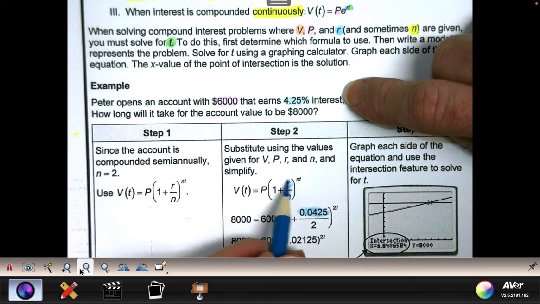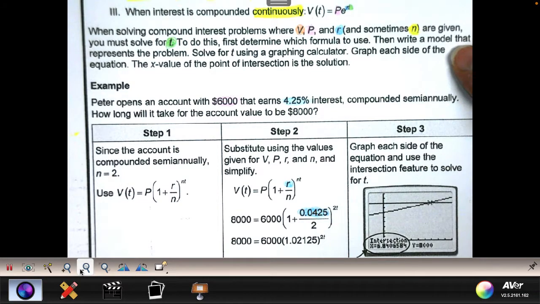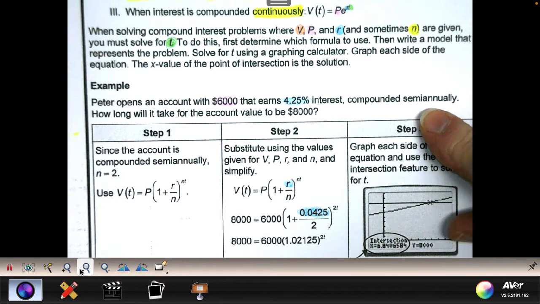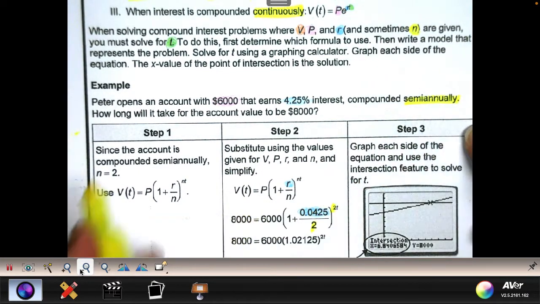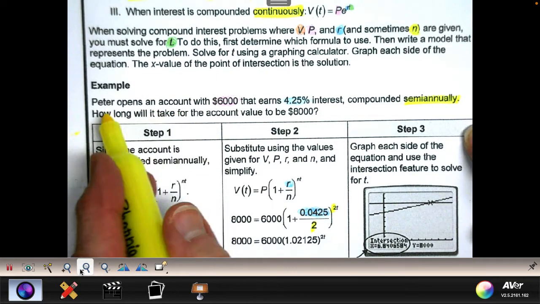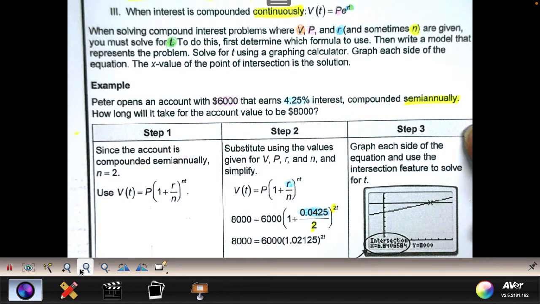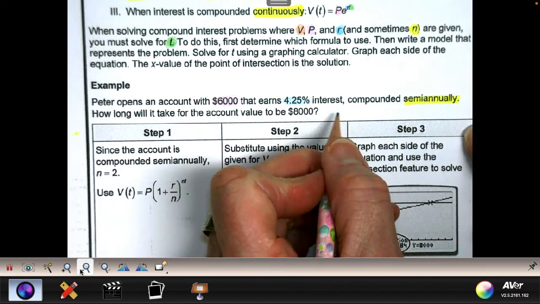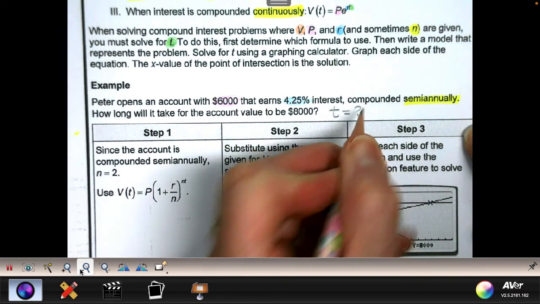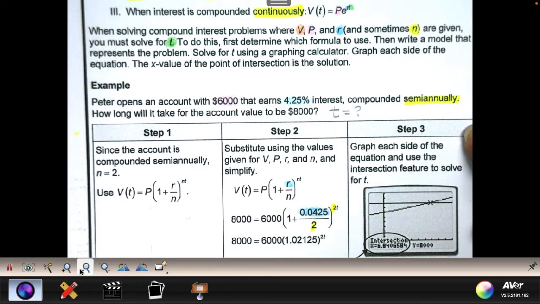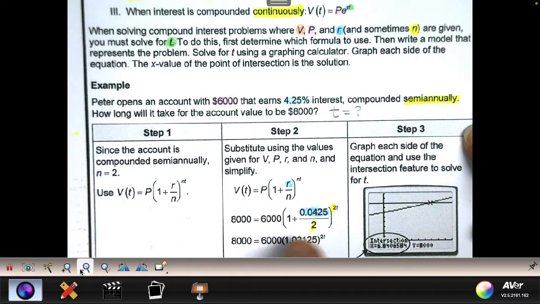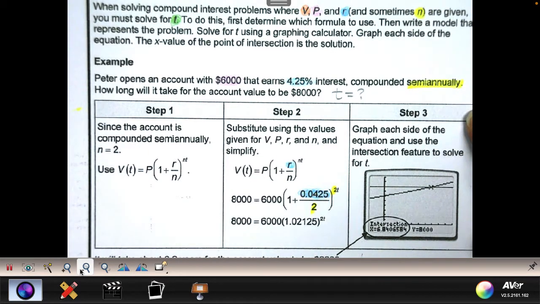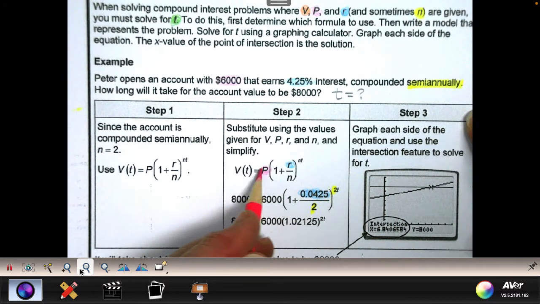Okay. Compound semi-annually. That's twice a year. So that's where they get the 2 and the 2. How long will it take? So we're missing the t. T equals what? For the account to be $8,000.